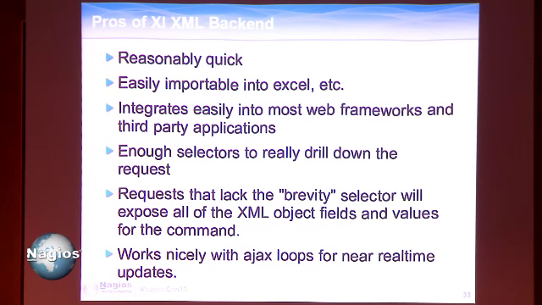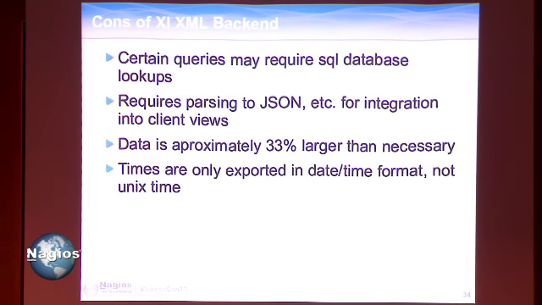Use the brevity selector when possible. Please, please, please do so. Your Nagios server will be happier for it. And it works really nicely with AJAX loops, especially if you use Brevity3. You can query a little bit quicker on the loops and get near real time information output from it, within 20, 30 seconds.